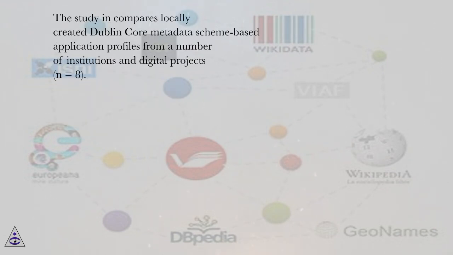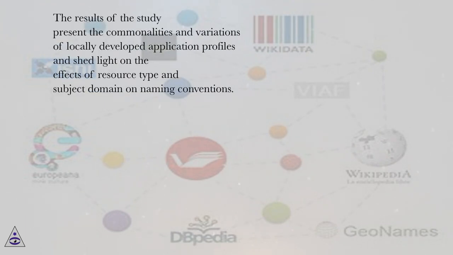The study compares locally created Dublin Core metadata scheme-based application profiles from a number of institutions and digital projects, N=8. The results of the study present the commonalities and variations of locally developed application profiles and shed light on the effects of resource type and subject domain on naming conventions.